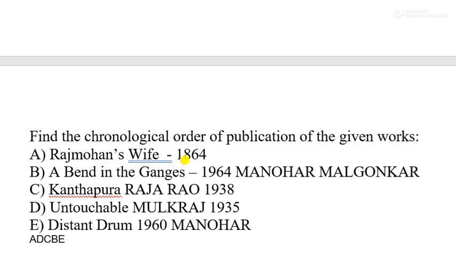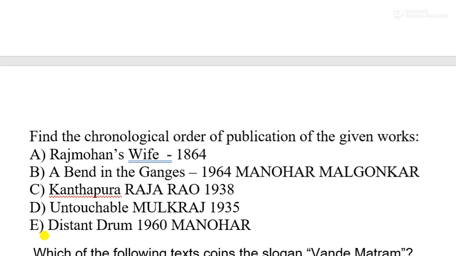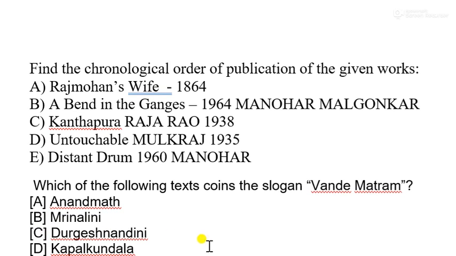Okay, so now you can easily see what the correct chronological order of these works is. The first has to be A, then we go for D, then C, Kanthapura, and then we go for E, and then we go for B. So the order has to be like this. So this is the correct chronological order.